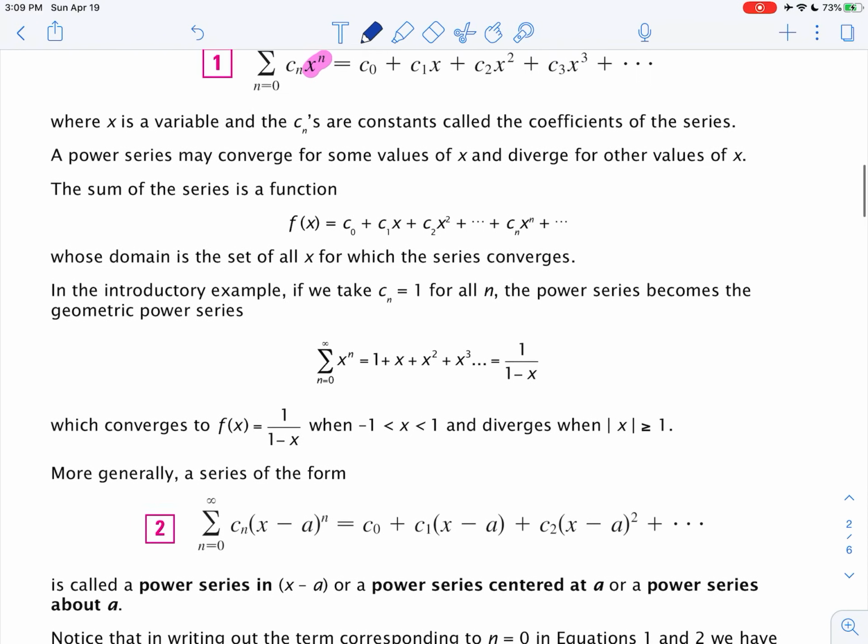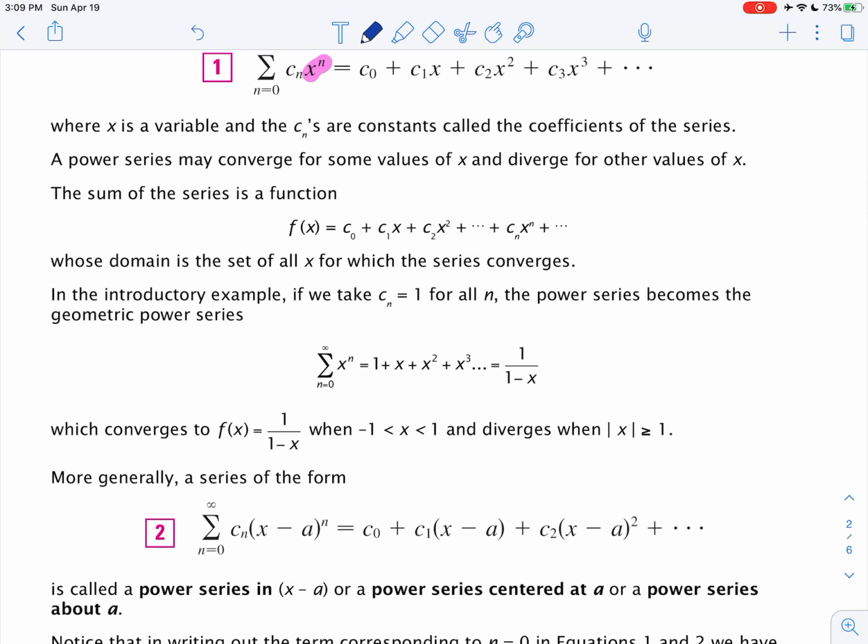If we just for a second suspend our c sub n, which is an expression in n that describes how we can formulate the coefficients of our power series, let's just take c sub n equal to 1 for all values of n. Then we would have a power series of x to the n. If we evaluated the first couple of terms, this would be n equal to 0, this would be n equal to 1, this would be n equal to 2. And you can see that that looks like an infinite polynomial.